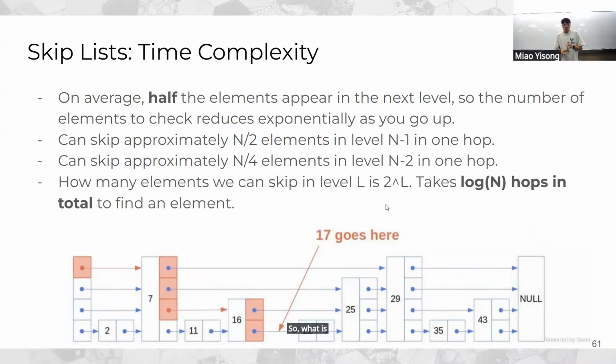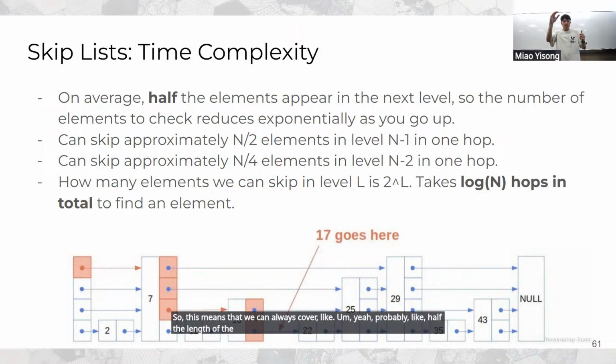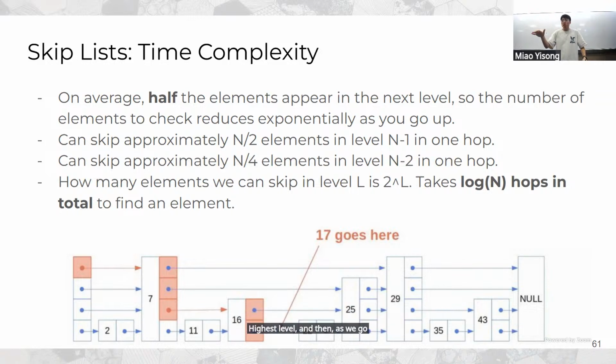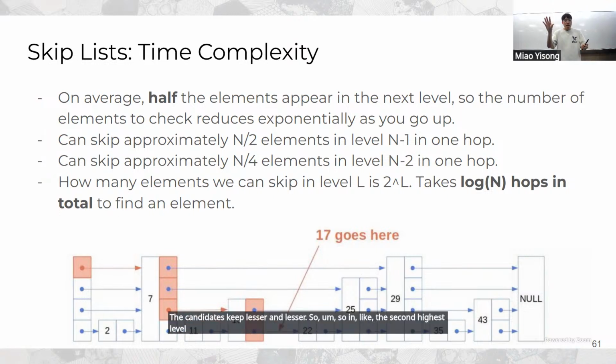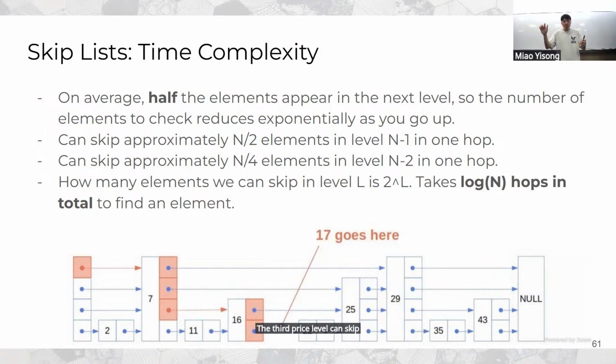So what is the time complexity of a skip list? In the topmost level, we can skip approximately n over 2 elements. This means we can cover half the length of the linked list in the highest level, and as we go down to lower levels, we skip fewer and fewer. In the second highest level, you can skip over n over 4 elements. In the third highest level, you can skip over n over 8 elements. This means the height of the skip list, the number of levels, is bounded by log n. So intuitively, we need log n hops in total to find an element.